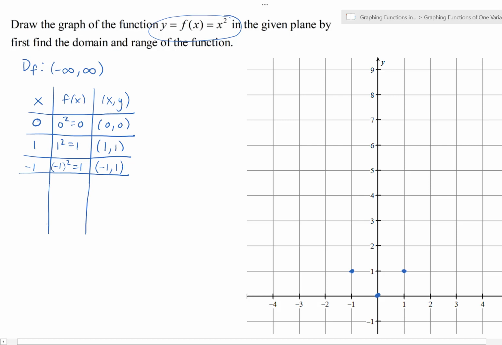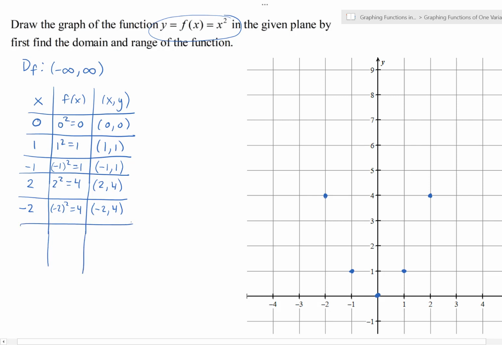Let's pick a few more positives and negatives for the inputs. How about if x is 2? Then 2 squared is 4, and we get the ordered pair, input 2, output 4. Let's plot that, (2, 4), about right there. How about when x is -2? (-2) squared is also positive 4. So we get the ordered pair, input -2, output 4, about right there on the graph.